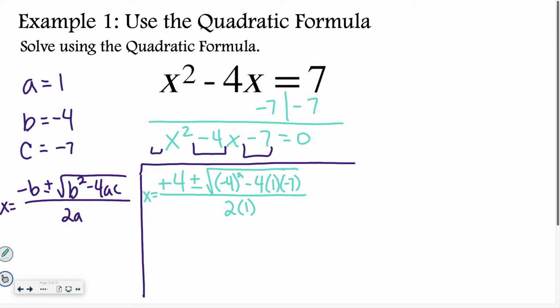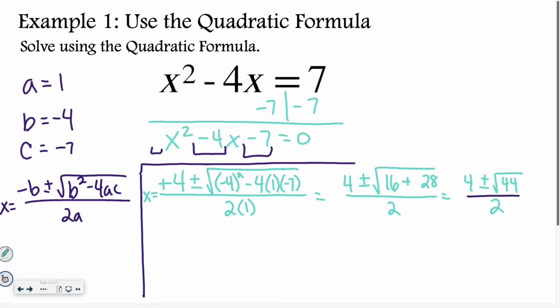Okay, so x equals this. I'm just going to simplify this a little bit. I have a positive 4 plus or minus the square root of negative 4 squared is positive 16. And then it's minus 4 times 1 times negative 7. That's negative 28. So minus a negative becomes plus, all over 2 times 1 is 2. Okay, so if I keep going, I have 4 plus or minus the square root of 16 plus 28 is 44.